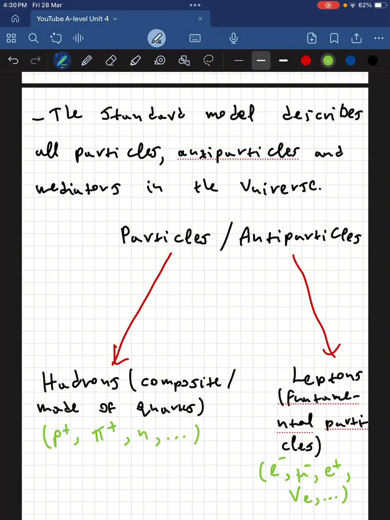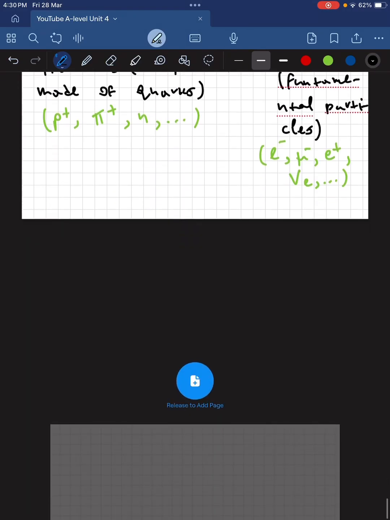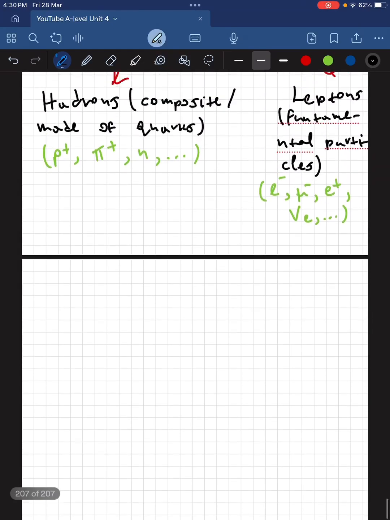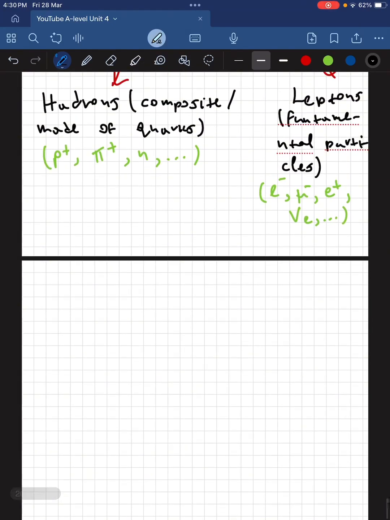Now, hadrons also split into two more categories, and I ran out of space here, so I'm going to come here and maybe do this. Let's see, does this work? Yes, so we have two more families of hadrons. We have the mesons. Again, this is a Greek word which means in between.